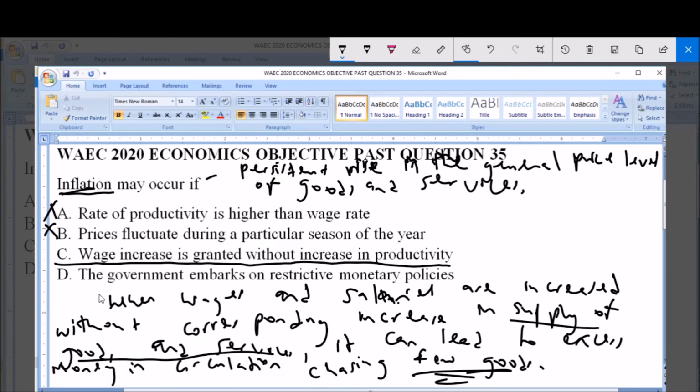The government embarks on restrictive monetary policies, which is option D, is usually done to prevent inflation. So it is not the correct answer to this question. So option C, as we have rightly established, is the correct answer to this question.